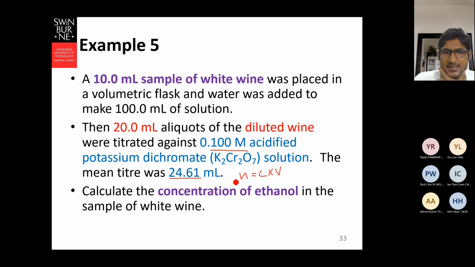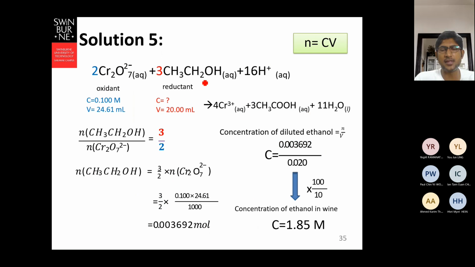So the concentration is 0.1 molar and the volume is 24.61 milliliters, that means 0.02461 liters. From there, we can find the number of moles, n, of potassium dichromate, and then we have to see the equation for this, how the equation is going. Of course, in the wine, what we are titrating is ethanol. It is the main ingredient. So we are titrating it, and this is a 2:3 reaction.